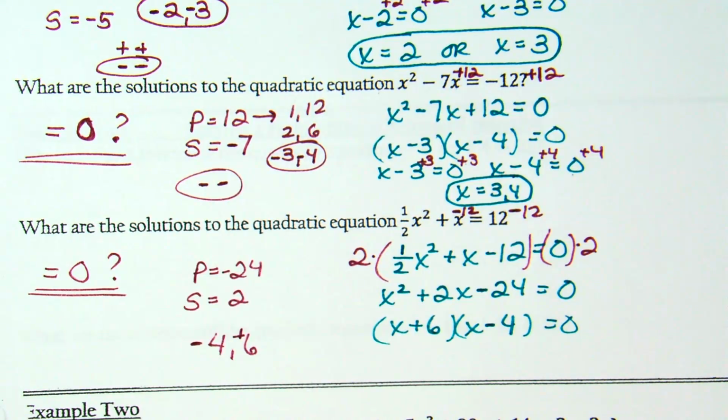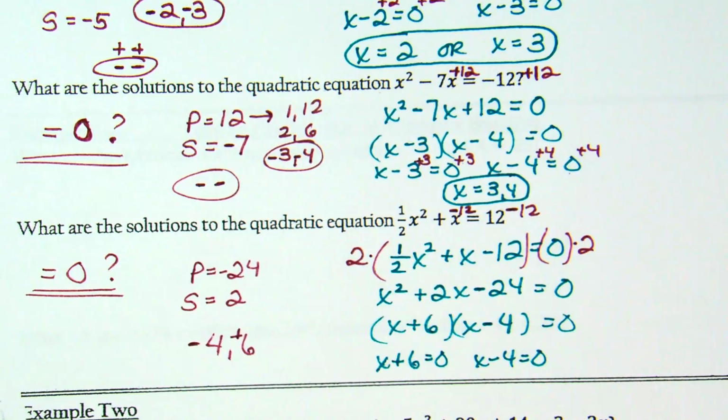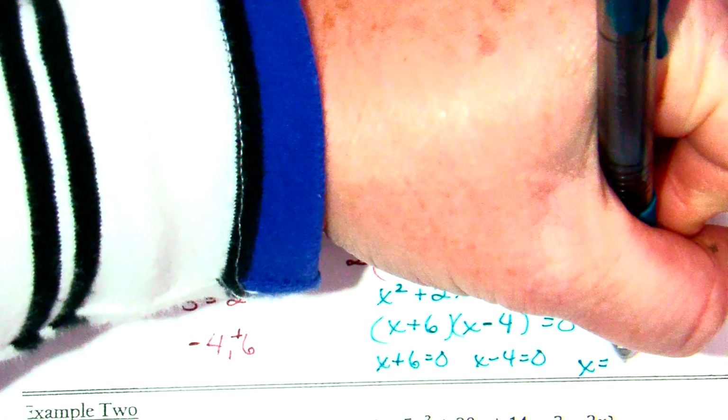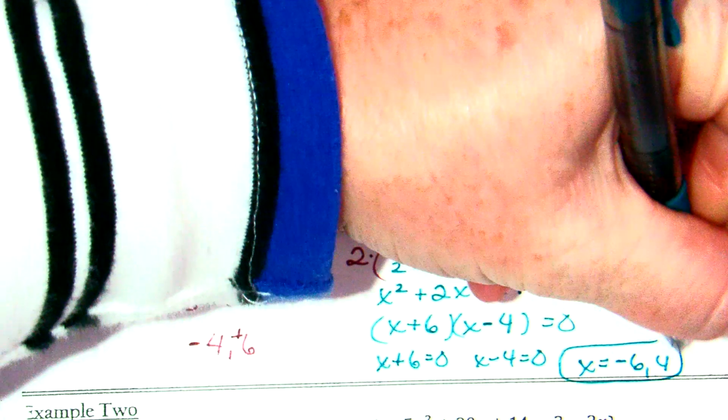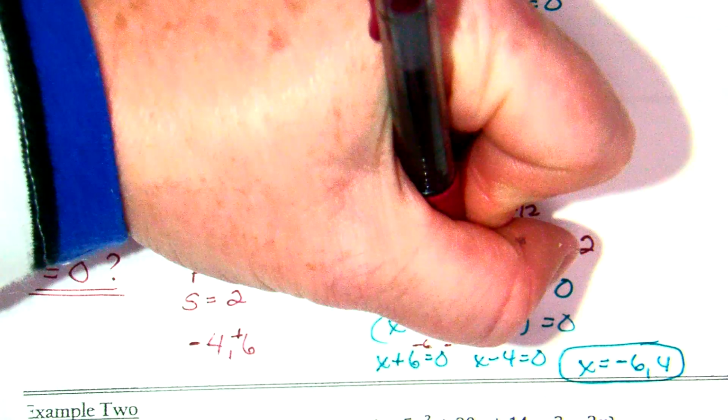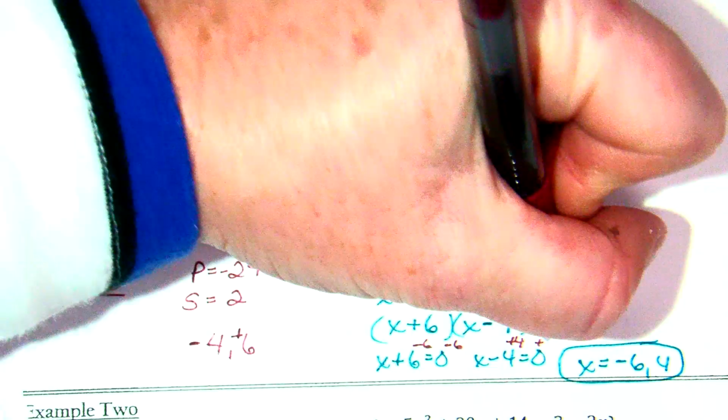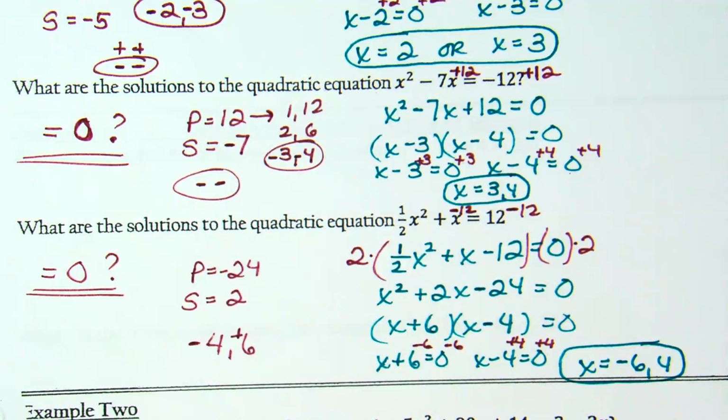And do I stop here? If we're solving equations, we don't stop here. Set each part equal to 0. So x plus 6 equals 0. X minus 4 equals 0. What are my solutions? -6 and 4. Because if it was x plus 6, you had to subtract 6. If it was x minus 4, you had to add 4.